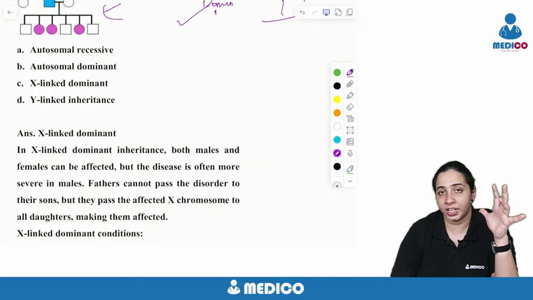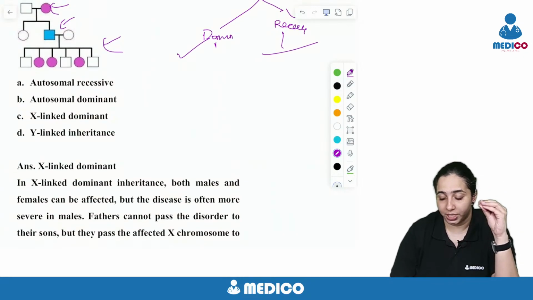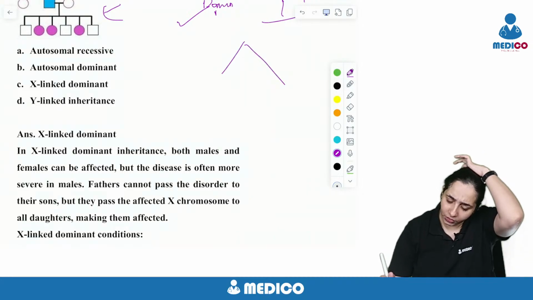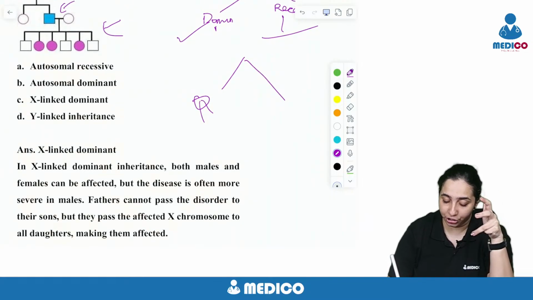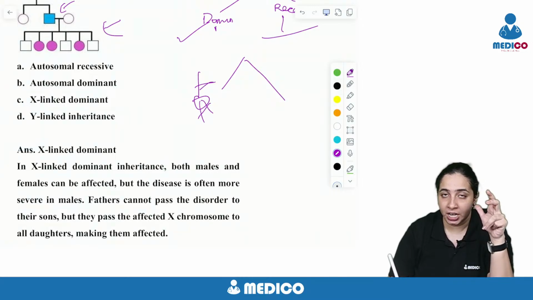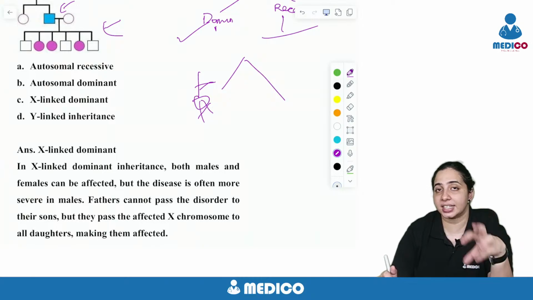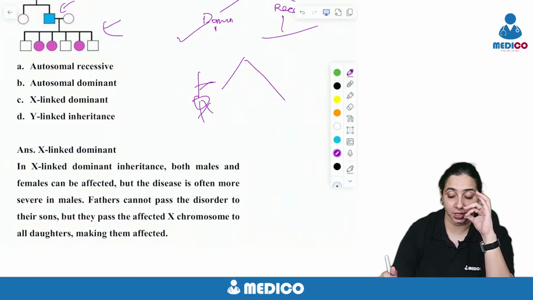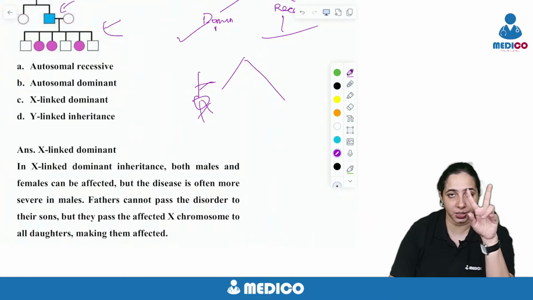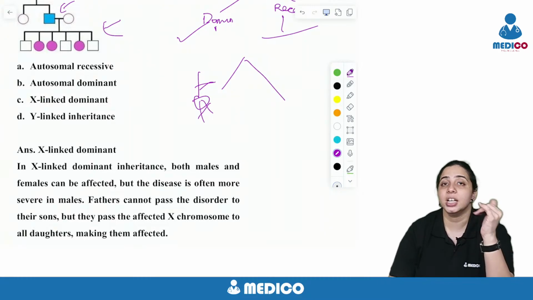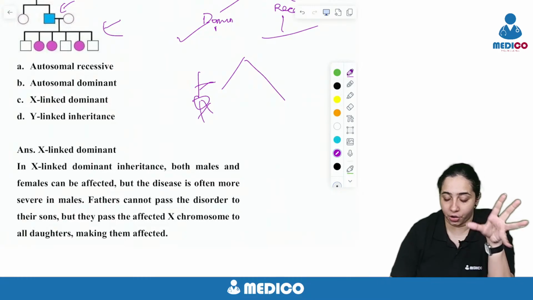Then you have to know whether it is X-linked or autosomal. If it is X-linked, the males are always affected. If it is X-linked dominant, the females will also be affected. If it is X-linked recessive, the females will not be affected. Now, if it is autosomal dominant, either sex can be affected. If it is autosomal recessive, only if there are 2 alleles, one from each side of the family, will the offspring be affected.